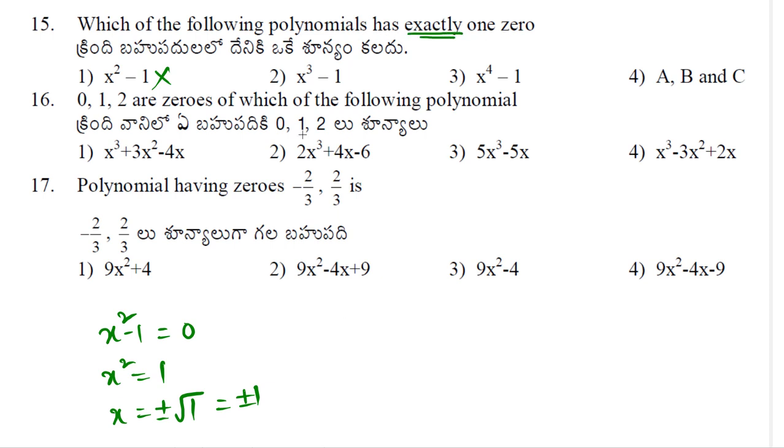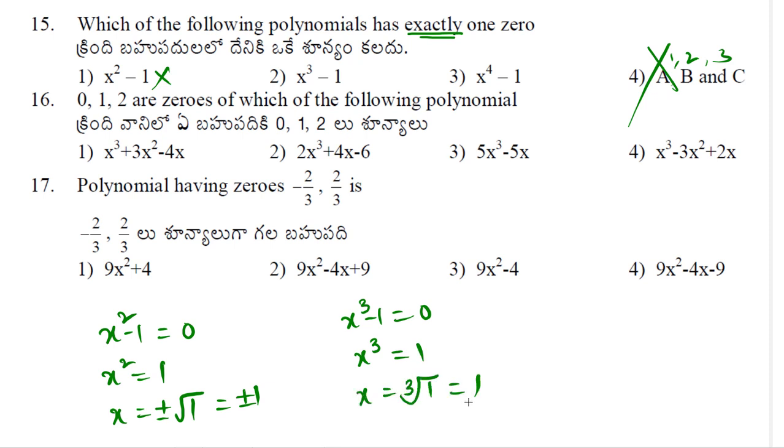Now second one. If you observe, x square minus 1 is not the correct one, which means option 4 is also not correct. Here we are given A, B, C, but we need to take that as 1, 2, 3. Okay, let's go to the second one. x cube minus 1 equal to 0, let us take. From that we can say x cube equals 1. From this x equals cube root of 1, which is just 1. So we have only 1 zero for this one. So option 2 is correct.